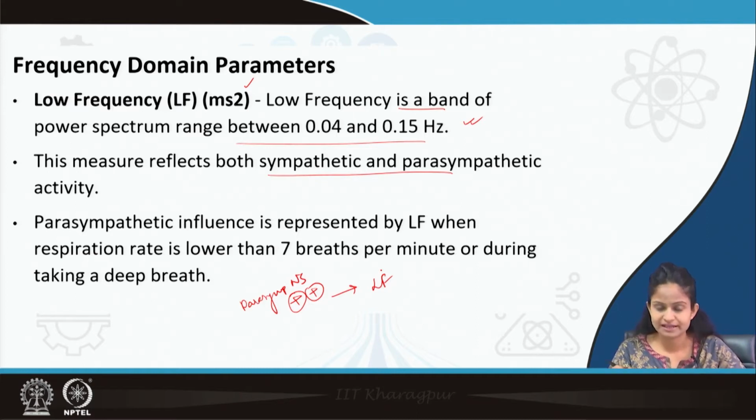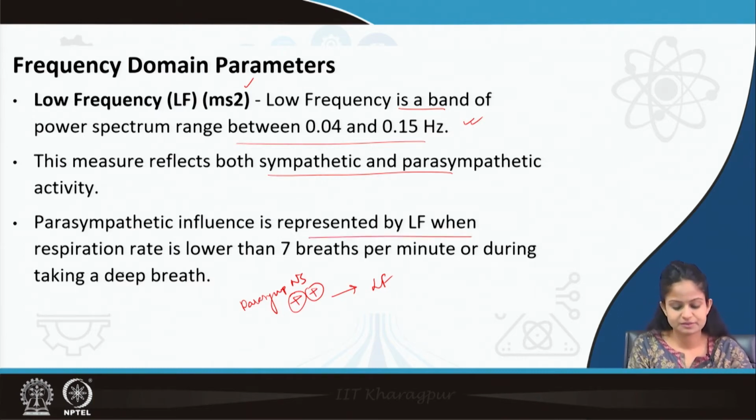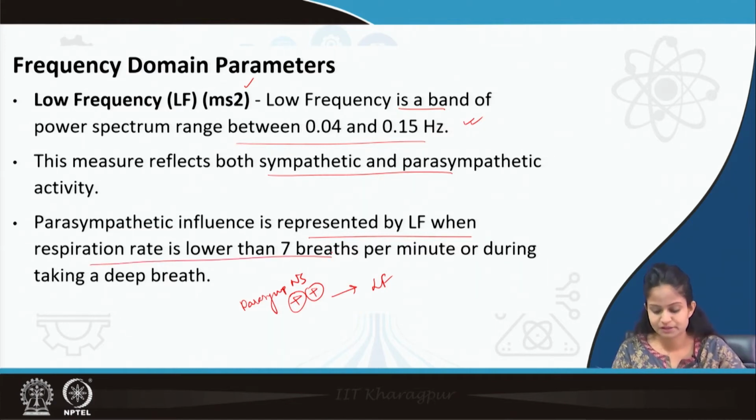Otherwise, low frequency reflects both sympathetic as well as parasympathetic activity, predominantly sympathetic activity. That means, whenever there is increased sympathetic activity, LF value will get raised. But if the parasympathetic activity is increased, then also your LF values will get raised, because at that time the person is having deep breathing. So, parasympathetic influence is presented by LF when respiration rate is lower than 7 breaths per minute or during a deep breath. That is why the person should have natural breathing and it should not be controlled breathing.